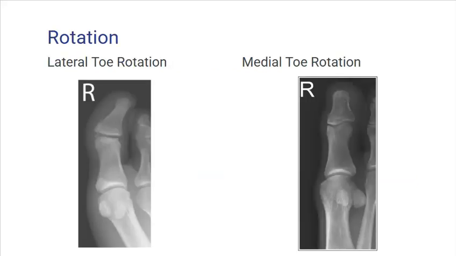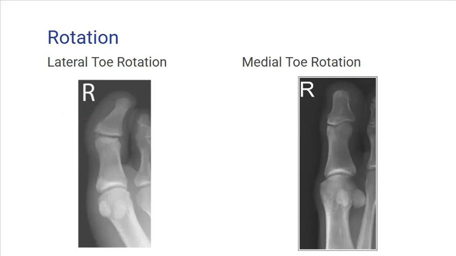When evaluating an AP toe projection, it's important to assess any rotation. Lateral toe rotation occurs when the toe and foot are rotated outward, meaning away from the midline. In this case, the soft tissue width and midshaft concavity appear greater on the medial side of the toe, which is the side positioned furthest away from the image receptor.